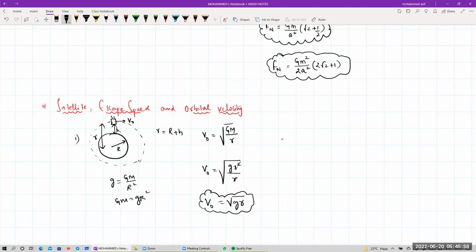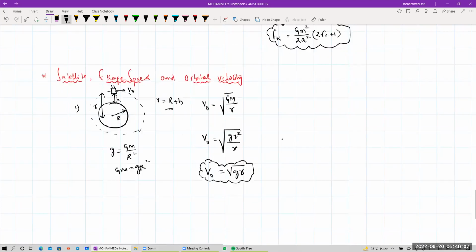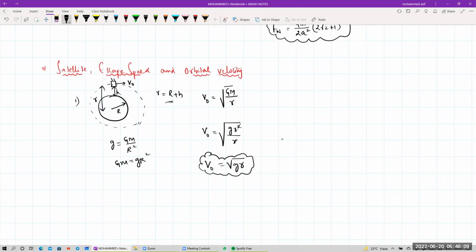What is small r? Small r is equal to R plus h. Then the time period of revolution is given by the formula T is equal to 2 pi divided by omega.